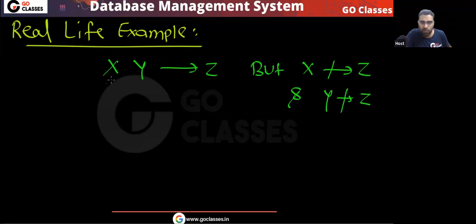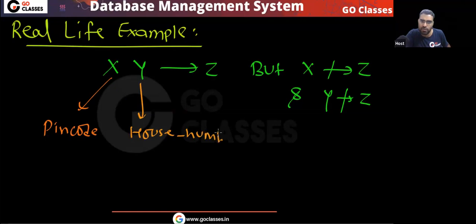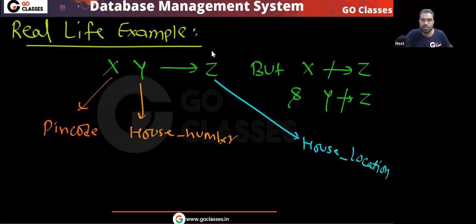For example, X can be pin code, Y can be house number, and Z can be house location. Is this clear? Now you tell me, if you know the pin code and the house number both, can you find the house location? Please tell me.